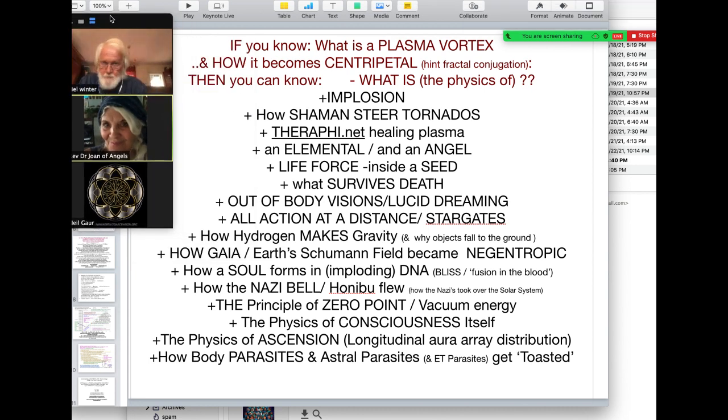If you knew what a plasma vortex was and how it becomes centripetal, hint, fractal conjugation, then you can know what is the physics of, and then there's a list of 16 questions which are the answer to all the major problems of the universe. So suddenly, the answer to all of the great questions of science and history come down to one simple understanding. What is a plasma vortex and what makes it centripetal? So first of all, let's try to get very clear about defining our terms here.